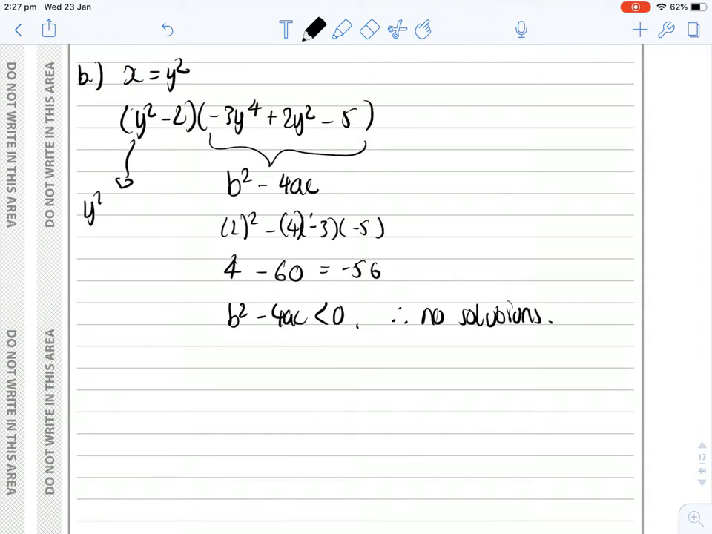Using this, we can say that y squared is equal to 2 and y is equal to plus or minus root 2. So therefore, we have only two solutions.